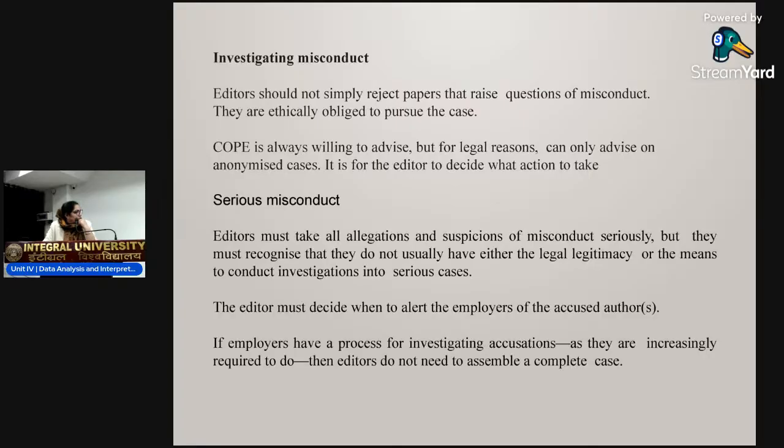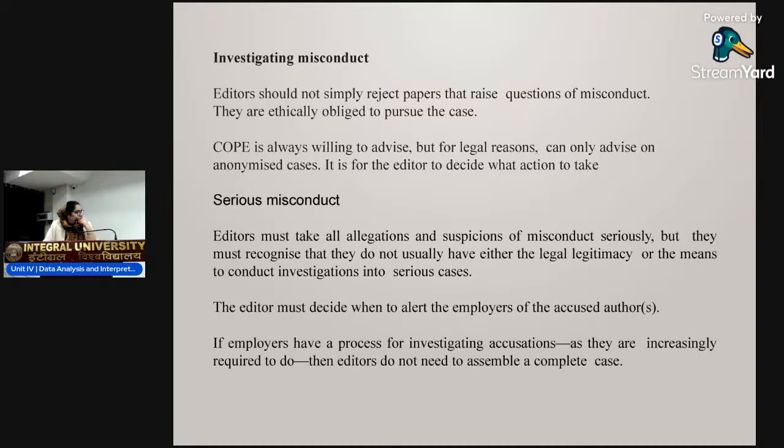If there is serious misconduct, editors must take all allegations and suspicions of misconduct seriously, but they must recognize that they do not usually have the legal legitimacy. People from law would understand that, right? It's an advisory. Okay, so it's for the institutions to decide what kind of penalty they want to give, or the processes. Processes means the authorities, whichever is governing the system.